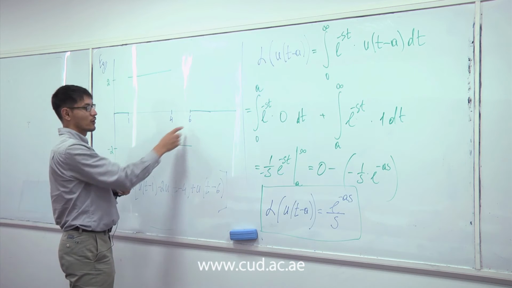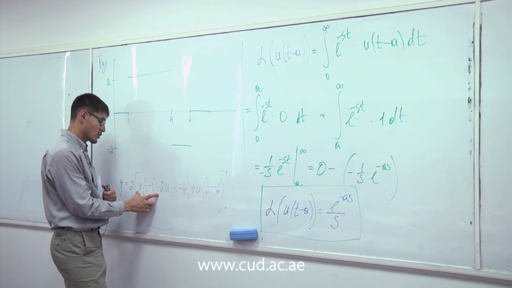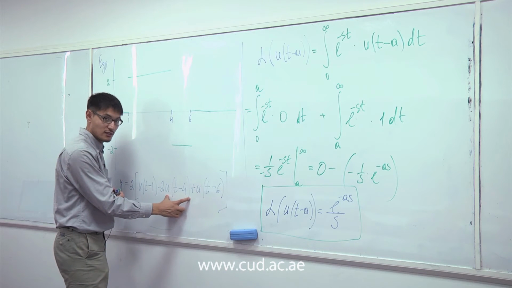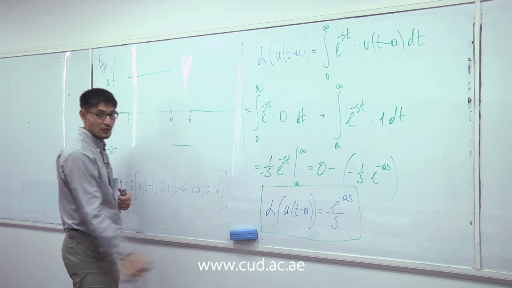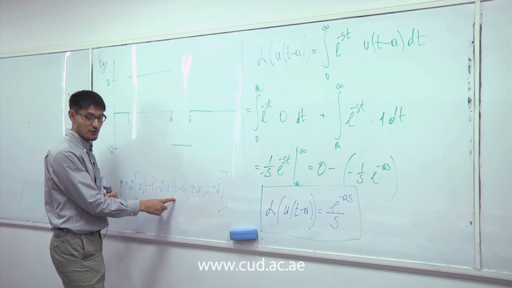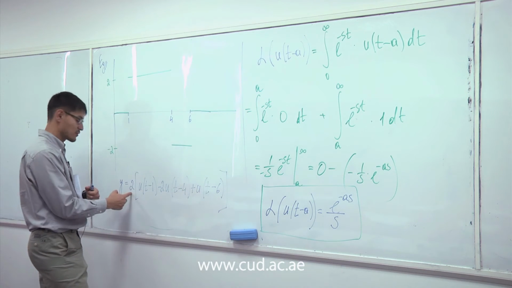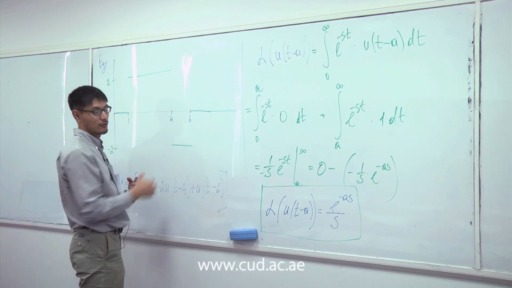What about between 4 and 6? This function is 1. This function is now also 1. And this function is 0. So we get 1 minus 2 times 1, which is minus 1, plus 0. So you get minus 1. Times 2 gives you minus 2. So we have minus 2 on the interval from 4 to 6.